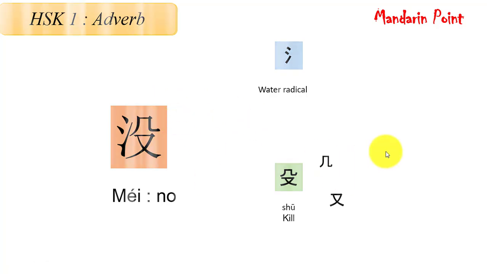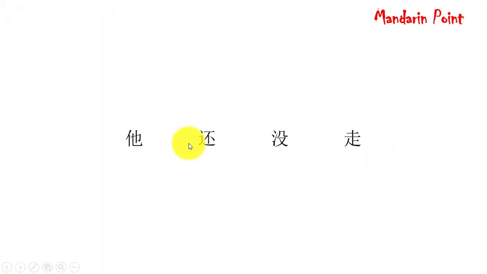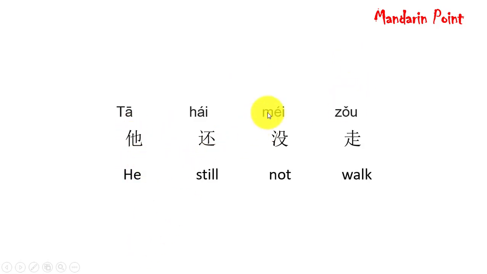Let's find it in an example sentence. 他还没走。He still not walk. He has not left yet. So this character is usually used for leaving or walking. 他还没走。He has not left yet.